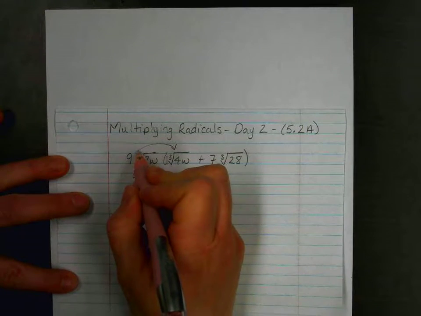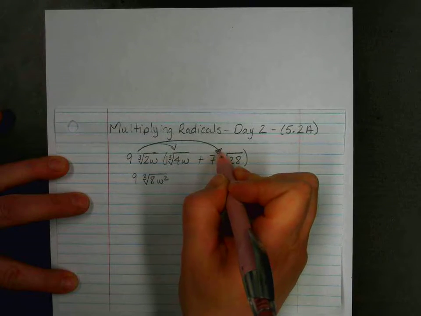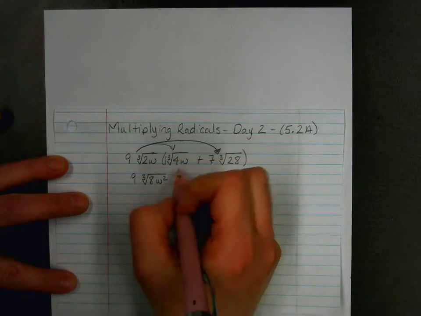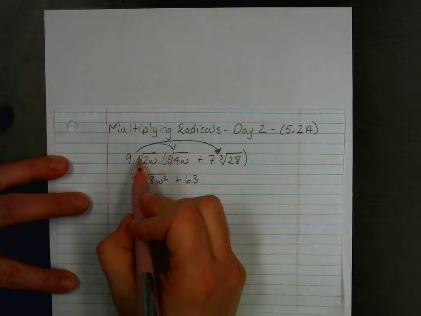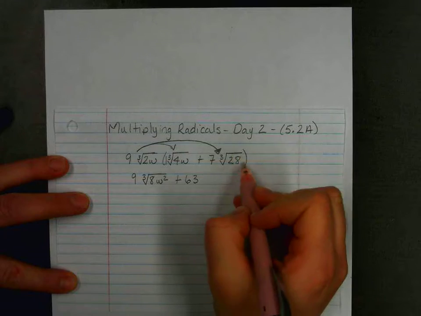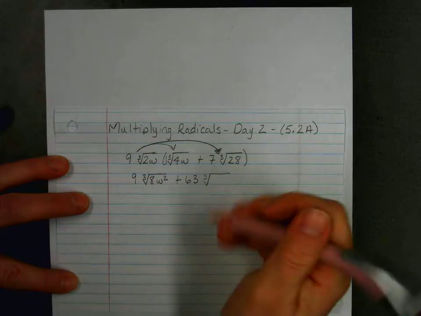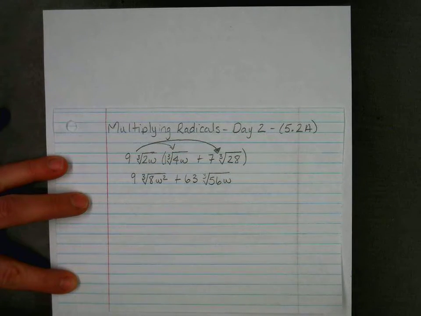Now I'm going to take this monomial and I'm going to distribute it through my second term in the brackets. So a 9 times a 7 gives me a positive 63. I'm going to take a cube root of 2w times 28, leaves me a cube root of 56w. All right, now I'm ready to simplify.